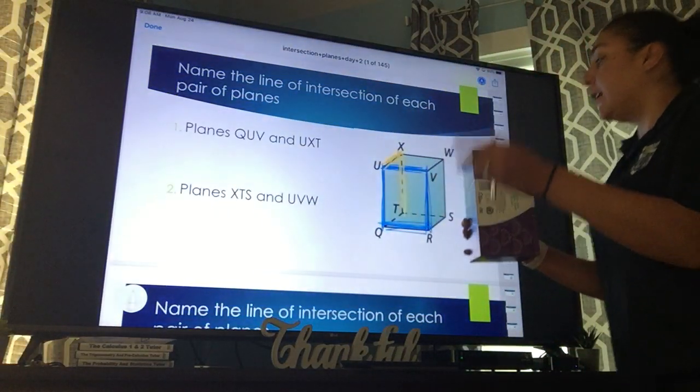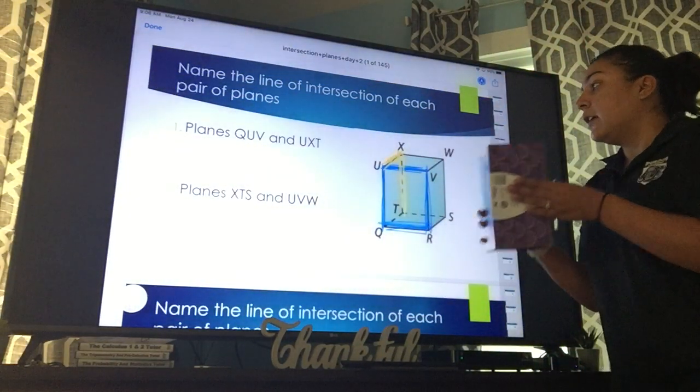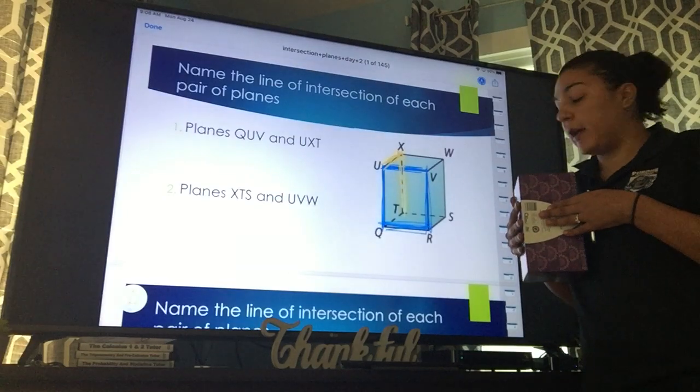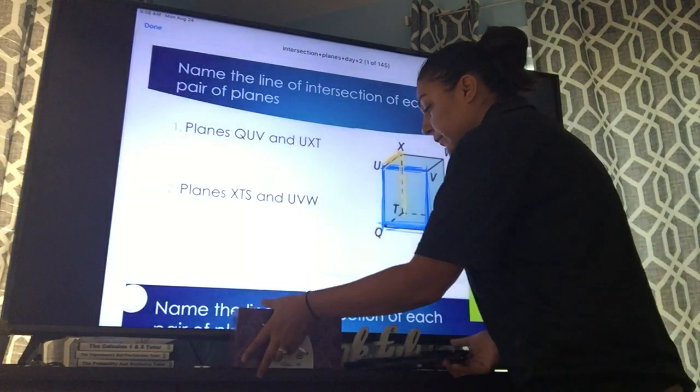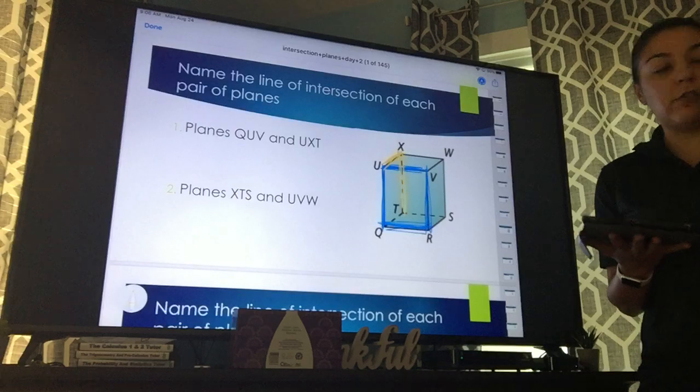Okay, so if we're looking at it, we're looking at the front and the side of the Kleenex box. Okay, so and I just genuinely need a Kleenex.